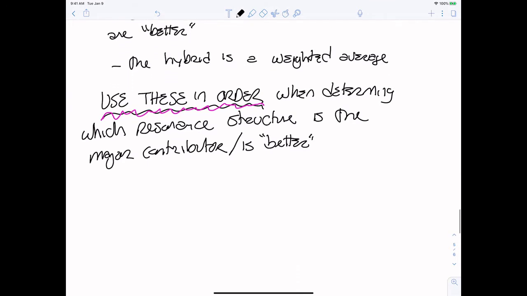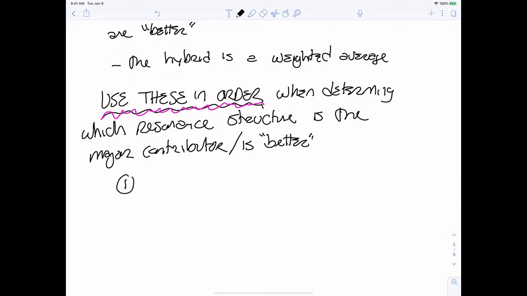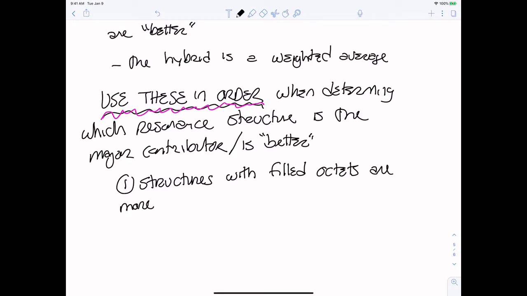So first one. Structures with filled octets are going to be more important than those with unfilled octets. Of course, hydrogen being our exception, it never wants an octet. So when I say more important, there are major contributors, there are better ones.